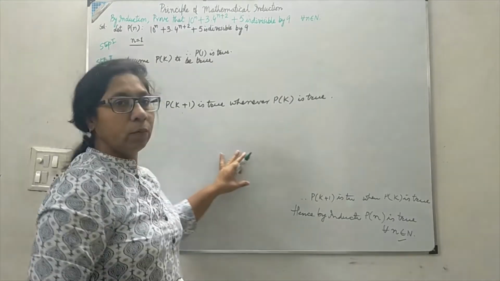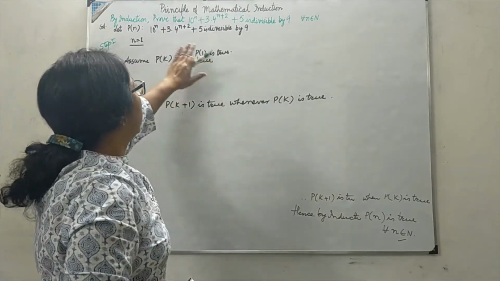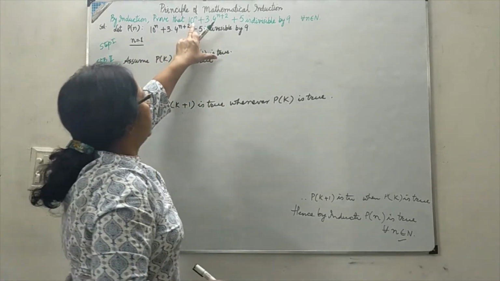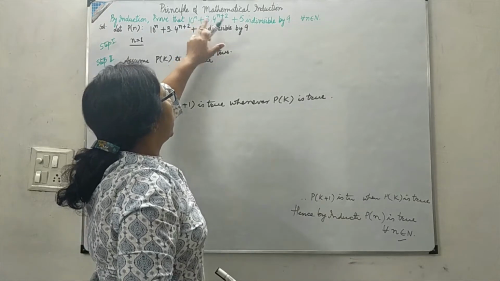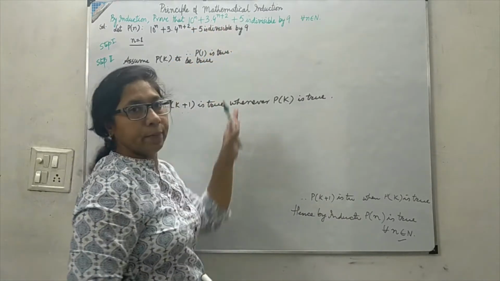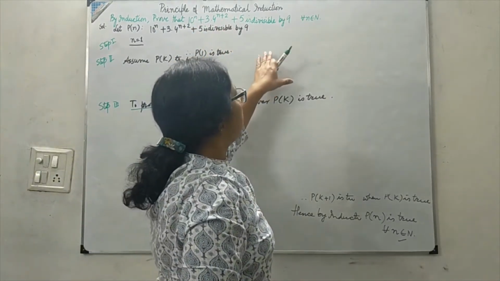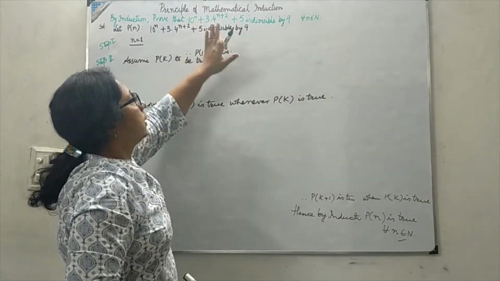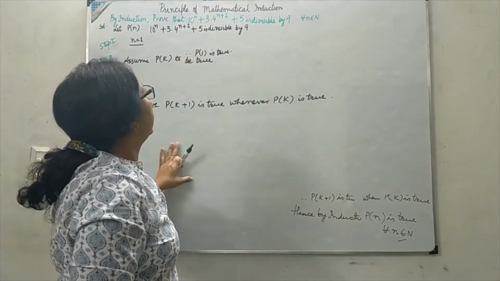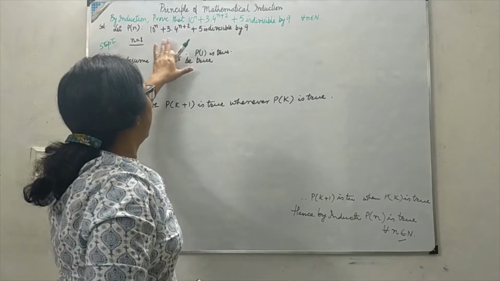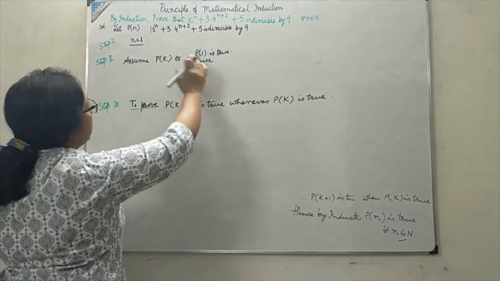Here I am taking one more question of the same type. In the expression 10^(n+3) + 3·4^(n+2) + 5, which is divisible by 9, there are two terms in which we have n in the index or power. So how do we do these types of questions?